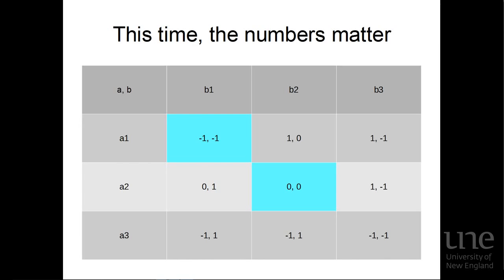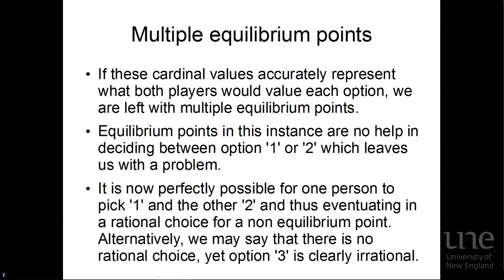Let me start again. Think of these as simultaneous decisions. A thinks B will pick B2, right? A thinks B will pick B2. If they do, my best option here is to pick A1. B thinks A will pick A2. Great. If they do this, my best option here is to pick option 1. If they do, they both go to -1, -1.